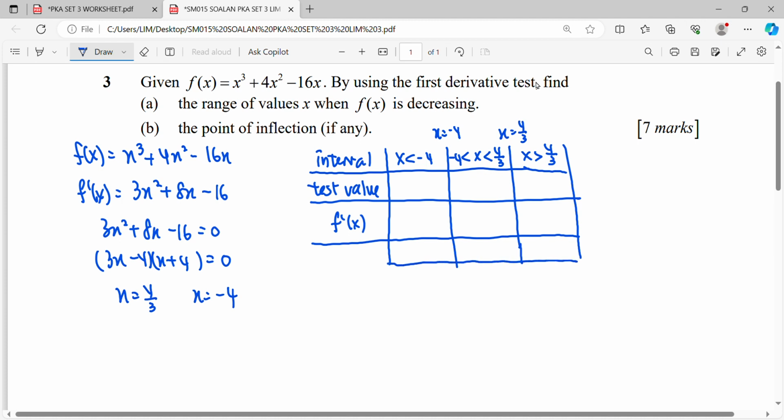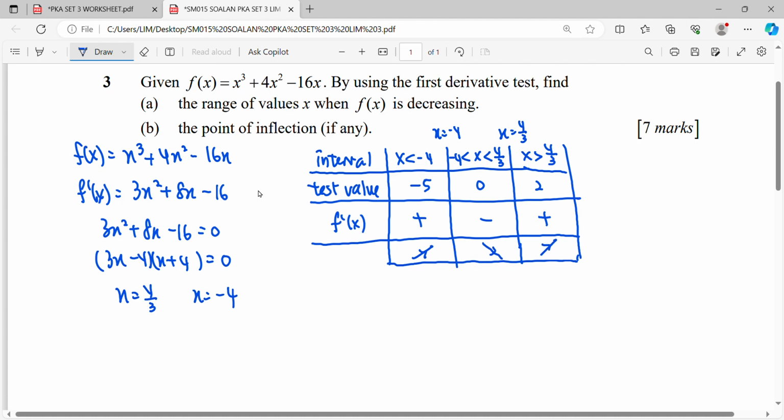So what test values can we use here? For this one, let's say -5. For this one in between, I can take 0. For this one, more than 1 point something, we just put 2. So substitute these into the first derivative. You can use your calculator. You set your calculator to 3x² + 8x - 16, then press calculate. Calculate -5, enter. Calculate 0, enter. Calculate 2, enter. Positive, negative, positive: going up, going down, going up.